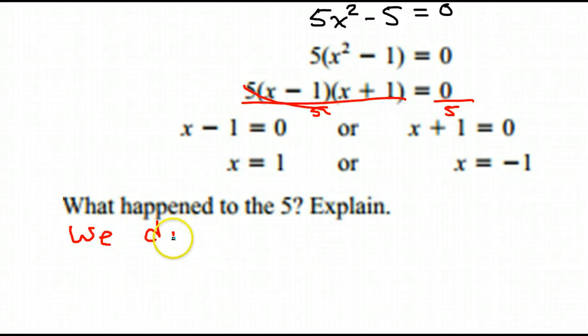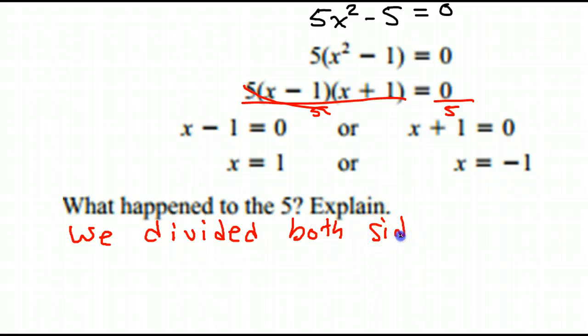We divided both sides by 5. Okay, so the 5 is gone. That's one way to think about it.